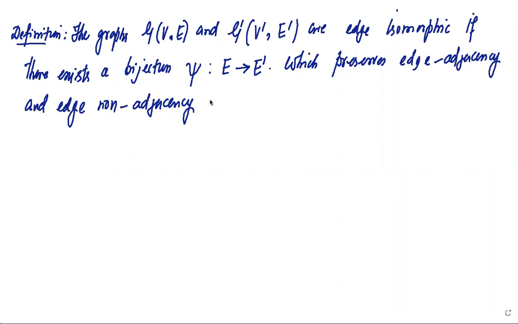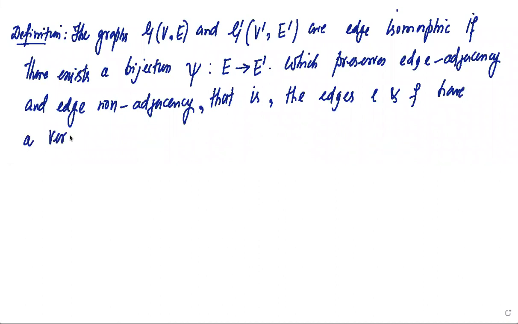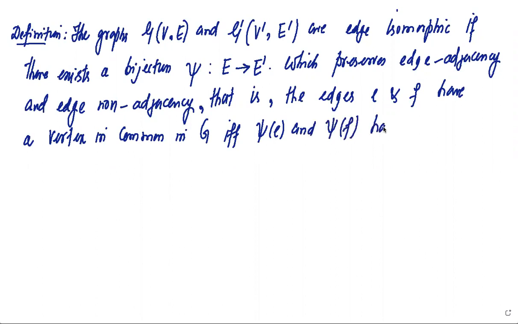So that is, the edges E and F have a vertex in common in G if and only if psi of E and psi of F have a vertex in common in G dash. Okay.